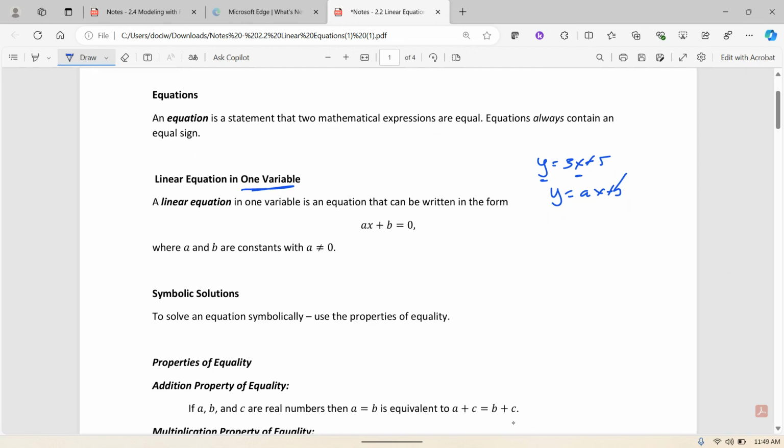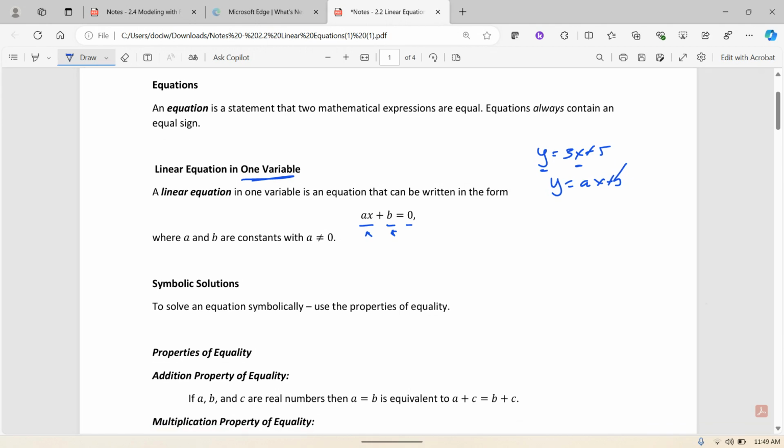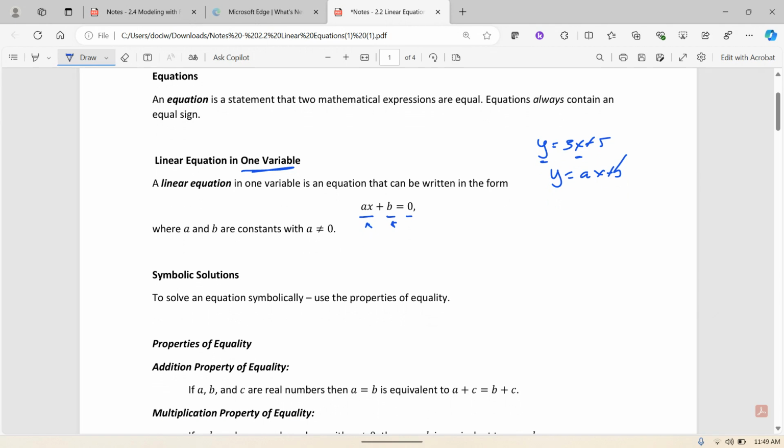So you'll notice the equation ax plus b equals 0. You've got the variable term with the ax, and b is simply a constant. This equation gets pretty boring if a is 0, because then you don't really have a linear equation. So a and b are both constants, and a is not equal to 0.